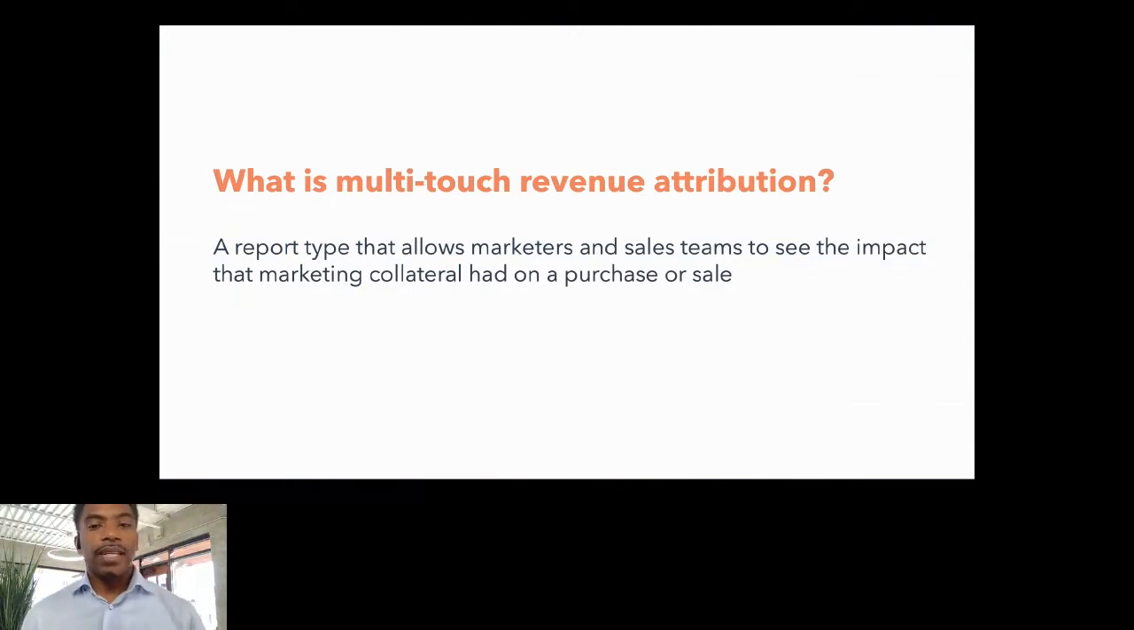It's a report that allows a marketer or seller or selling team to really understand the real impact that marketing collateral or emails or any of the outbound digital things that you're using had on the purchase or the sale. Today's conversation will principally be around revenue attribution, but we are going to talk about a few other points that you should at least note down, that maybe you can go back and check out later.